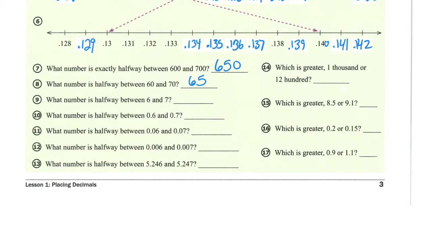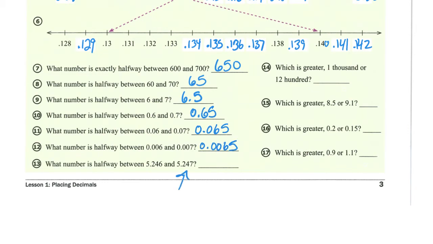Now down at these on the bottom, 7 and 8 I have done. I'm sure you got those done as well. Number 9 between 6 and 7 would be 6.5. Number 10 between 0.6 and 0.7 would be 0.65. Oops, I made a mistake on that. And number 11 between 0.06 and 0.07 would be 0.065. I'm sure you're starting to see a pattern here.